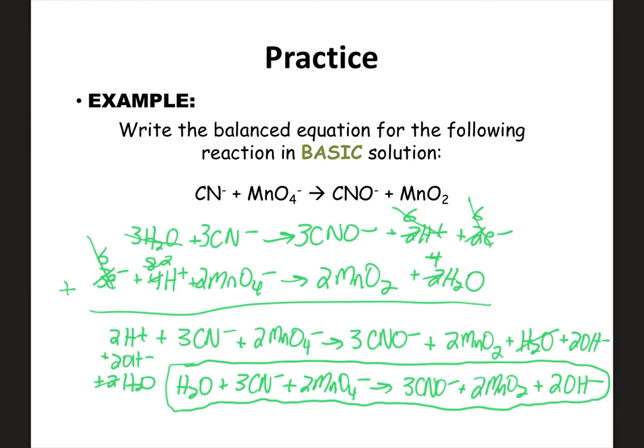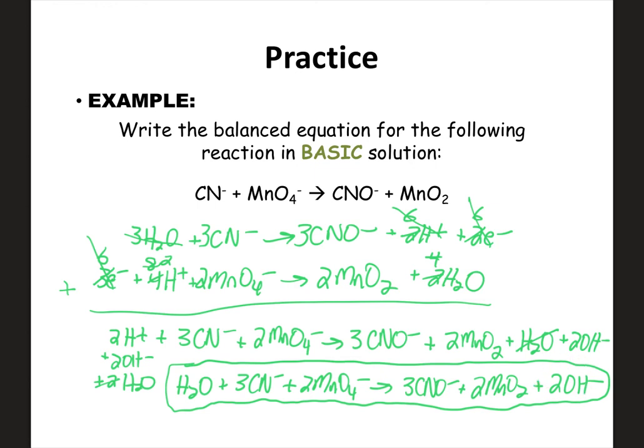When you cancel your electrons and cancel out your waters and hydrogens here, you can see the equation you got, but because this was in basic solution, you had to add 2 OH minus to each side because of the 2H plus here on the left. But when you add the 2 OH minus to this side, it combines with the H plus to form 2 water. But be careful, there was a water here on the right side already, so this water would cancel with one of the 2 waters here. That's why your water is on the left side here. You still need that 2 OH minus though on the right.